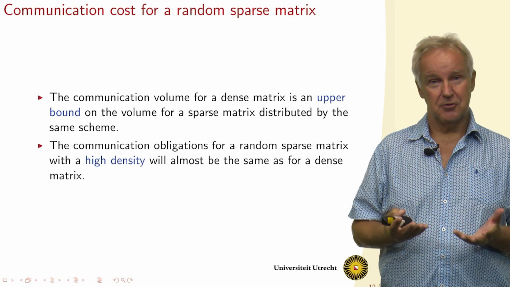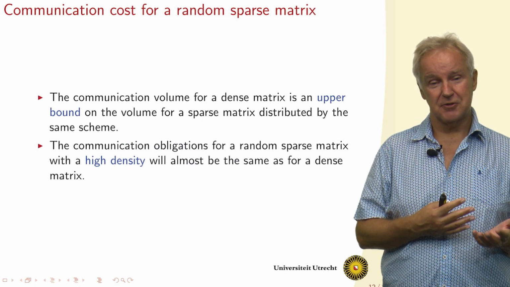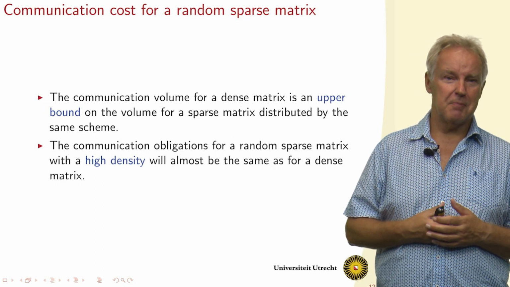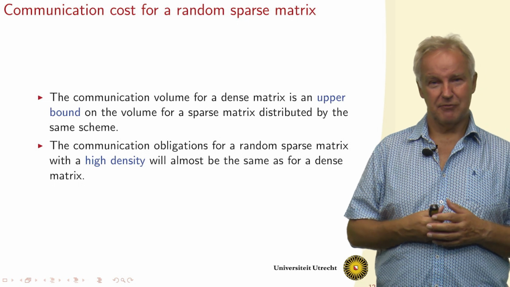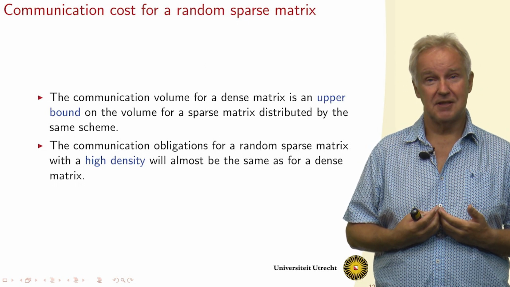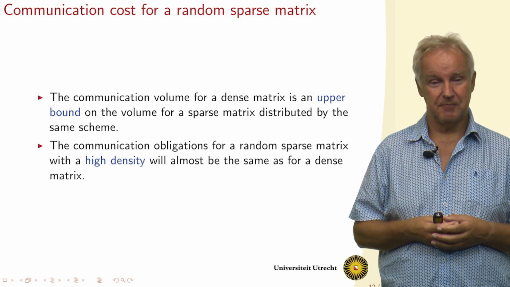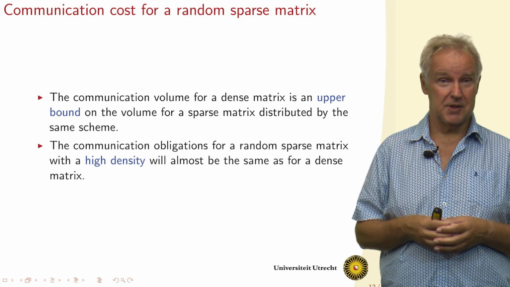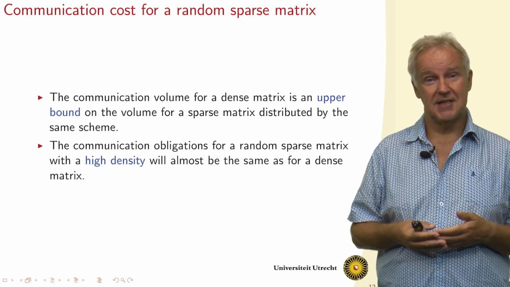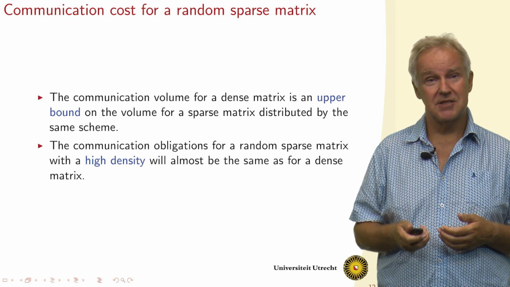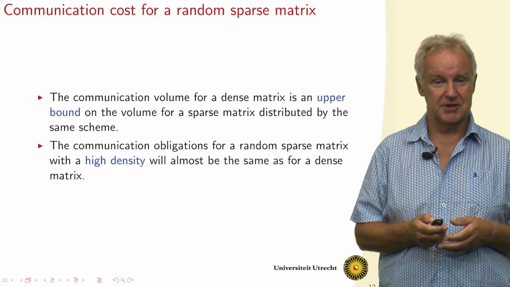OK, so having looked at the computation cost, we now look at the communication cost. If the density of the matrix is high, the communication cost will be very close to that for a dense matrix. But the computation cost will be lower, and that's what makes this a hard problem. Communication will be relatively expensive for random sparse matrices.